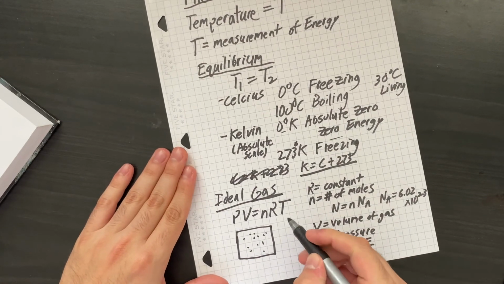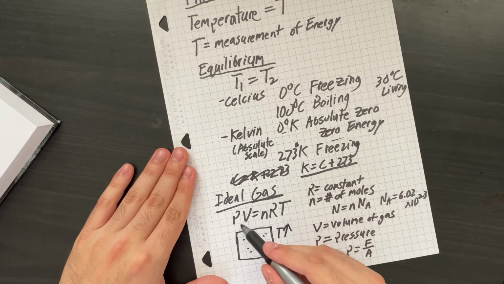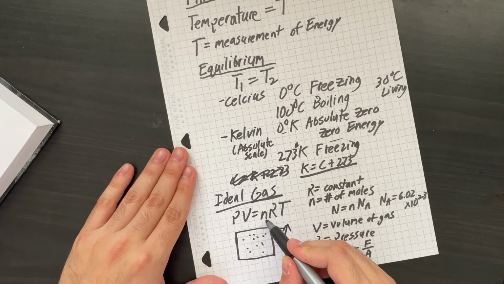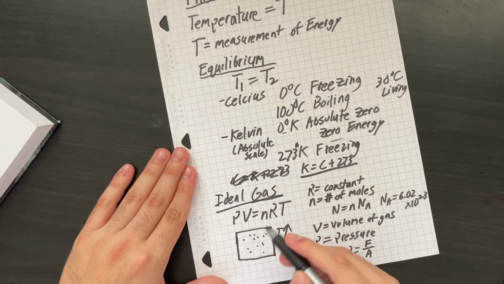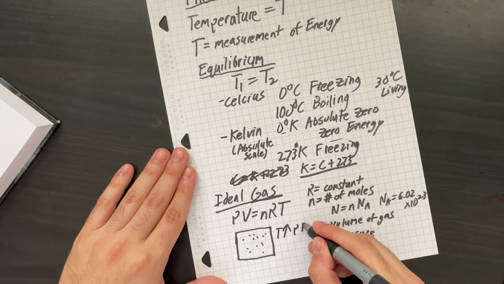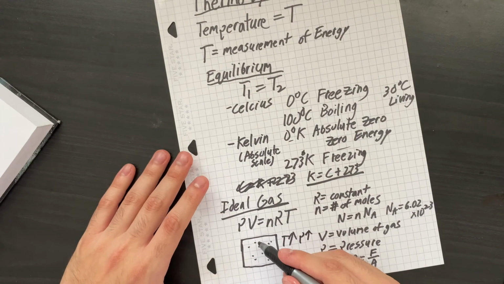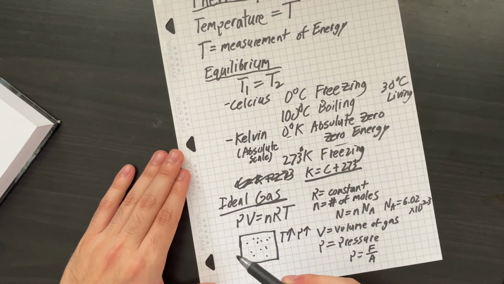And as you can see from this equation, if you increase the temperature and keep everything else constant, because R is a constant, the number of particles is going to be constant, the volume is going to be constant because it's still in this box, that means the pressure has to increase. So the particles are going to be hitting the side of the container even harder. So this is just a basic idea of the ideal gas.